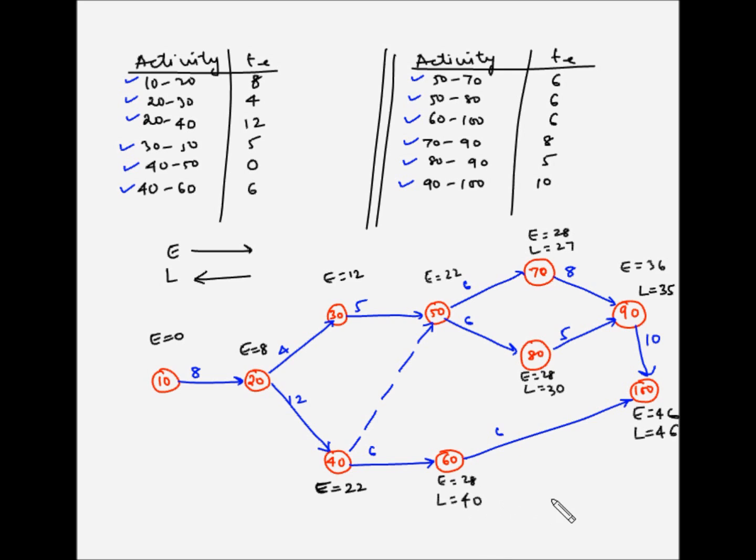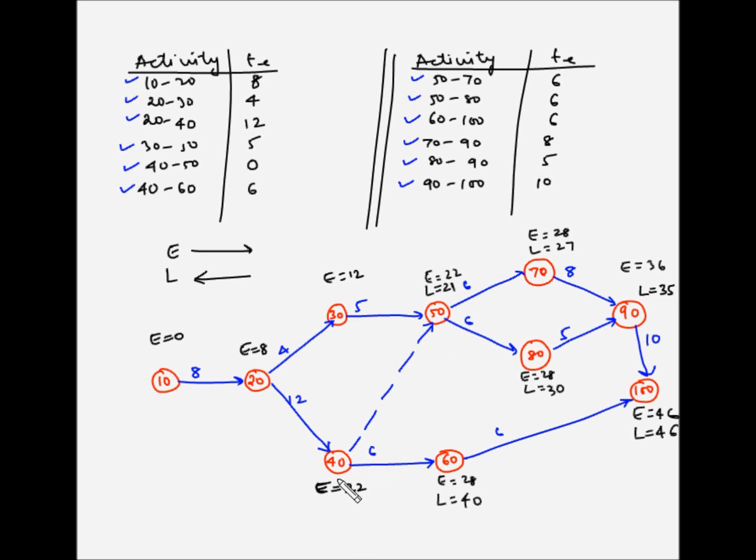Now the latest event number 50 can occur is the time beyond which, if it is delayed, it will have an impact on either or both of event number 70 or 80. So for event number 70 to occur latest on the 27th day, event number 50 should be occurring by 27 minus 6, which is the 21st day, whereas for event number 80, 30 minus 6, which is the 24th day. So definitely, if we delay event number 50 beyond the 21st day, then event number 70 will be impacted. So the latest event number 50 can occur is the 21st day.